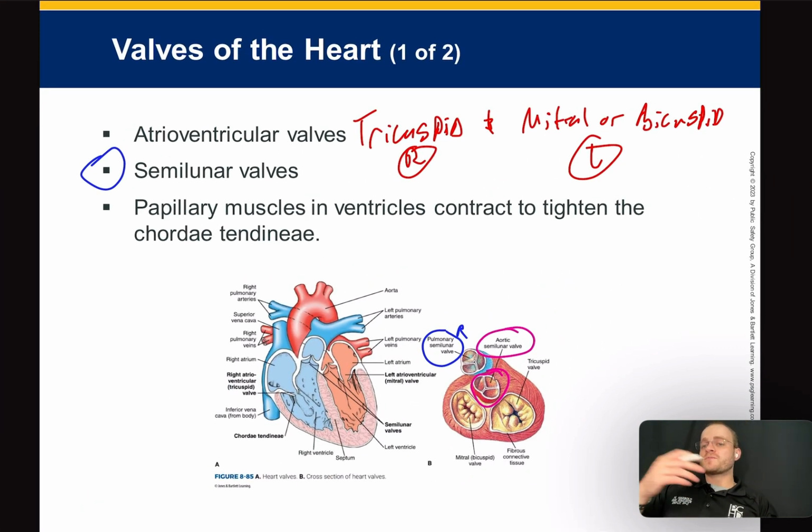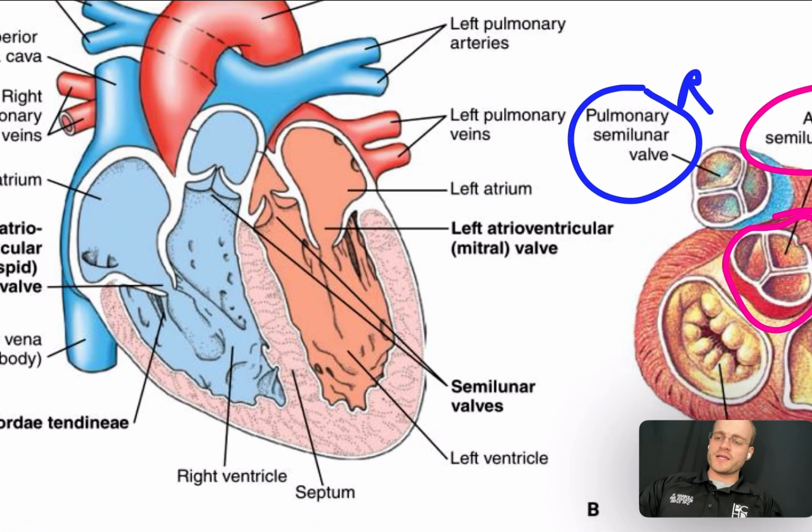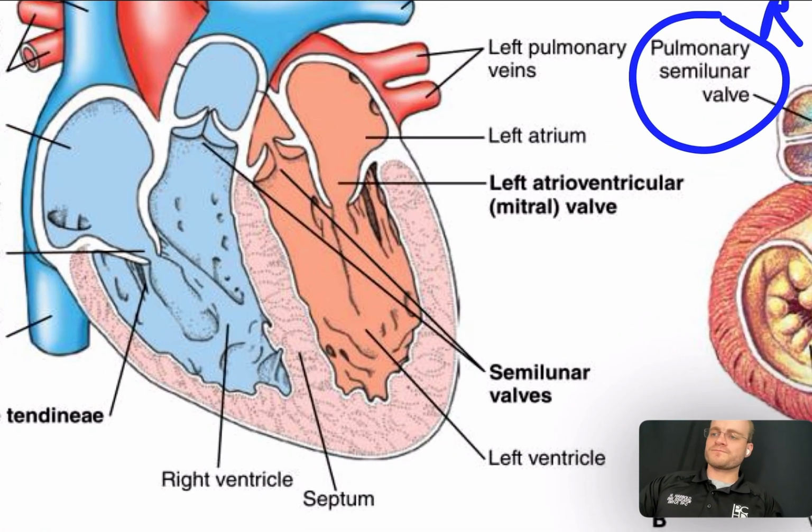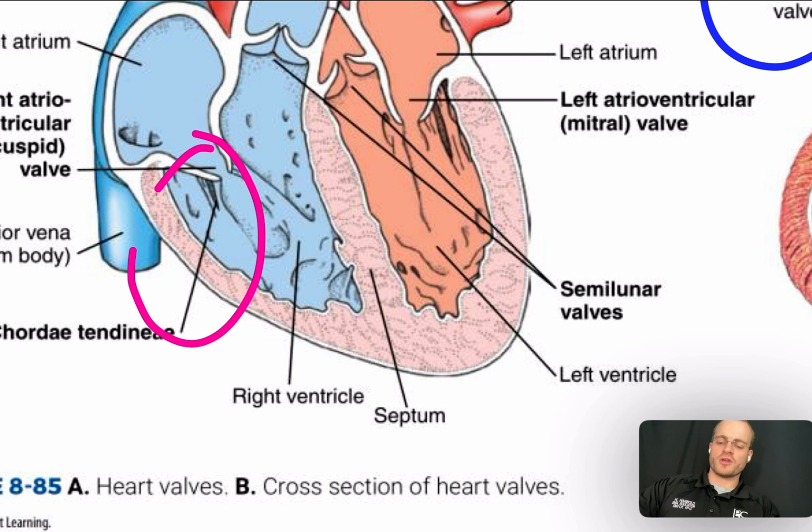And then we also have these papillary muscles in the ventricles that contract to tighten the chordae tendineae. What? That's these. You might see a little bit here, and they kind of pull on them. Here's where they have them drawn. I don't know how to describe that. It's almost like they pull them tight, pull them taut.